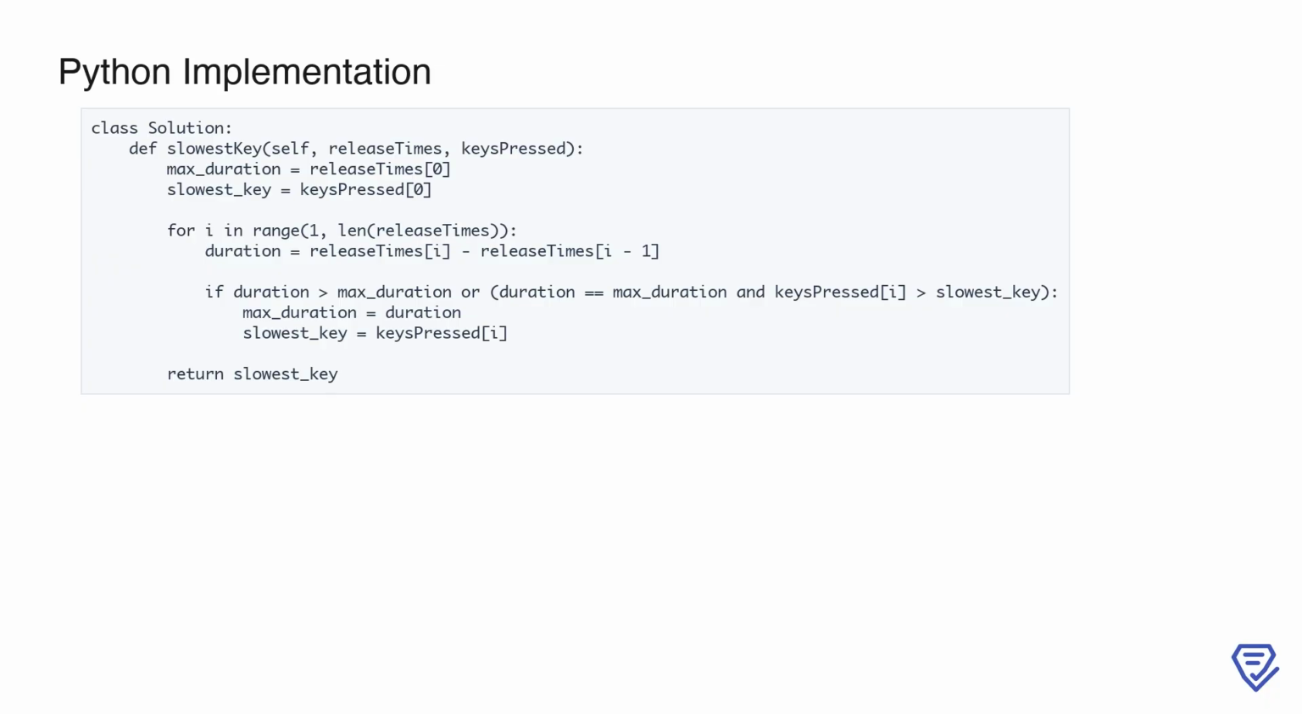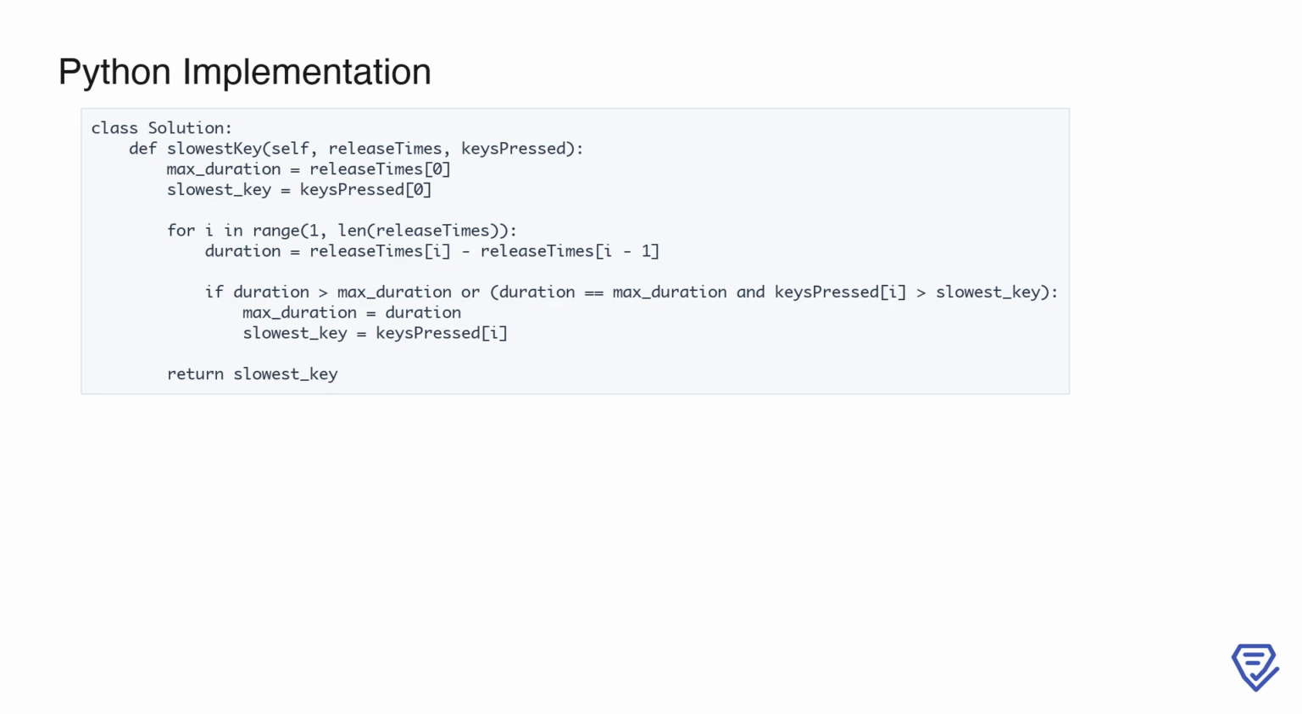Next, we iterate through the release_times list starting from index 1. For each key press, we calculate the duration as the difference between the current and previous release times, release_times[i] - release_times[i-1]. We then check two conditions. If the current duration exceeds max_duration, we update max_duration to this new value and set slowest_key to the current key, keys_pressed[i]. If the duration equals max_duration, we compare the current key lexicographically with the current slowest_key. If the current key is larger, we update slowest_key.